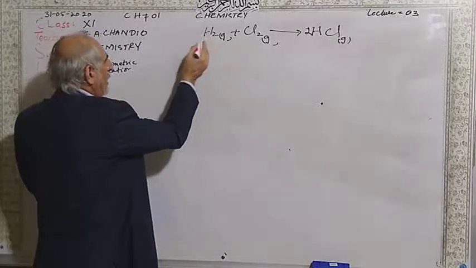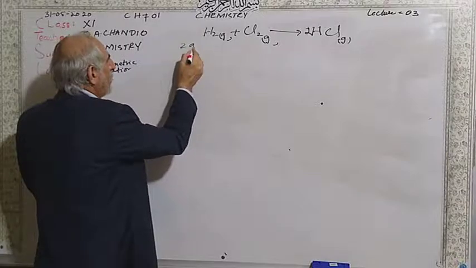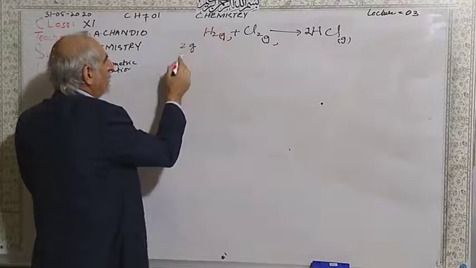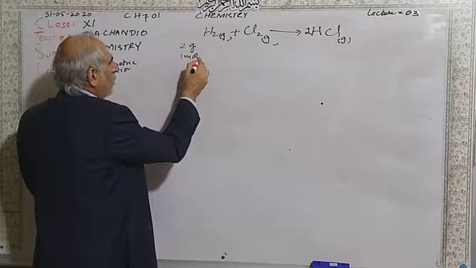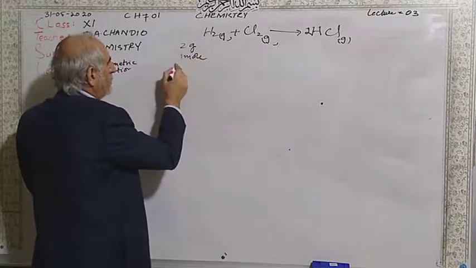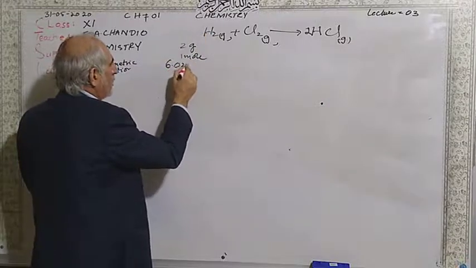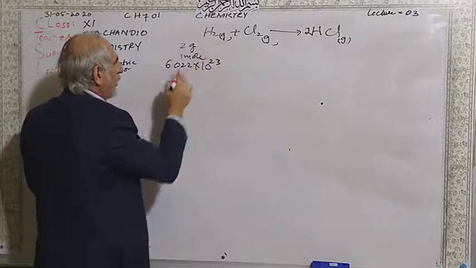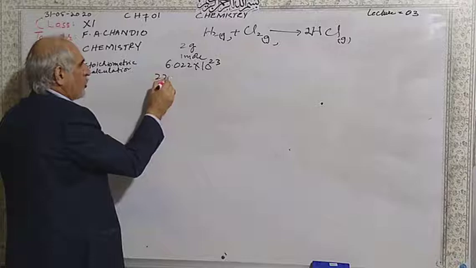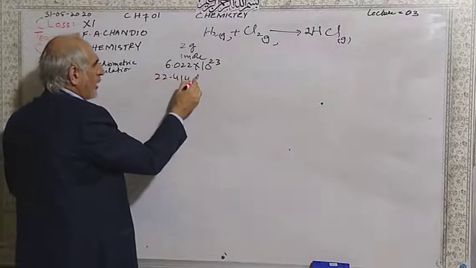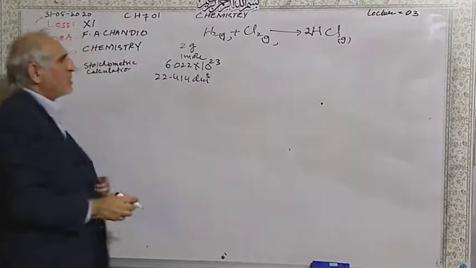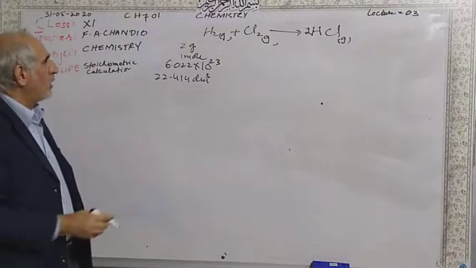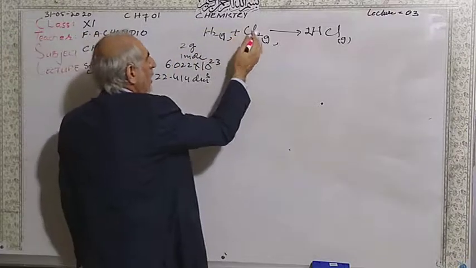In this equation, here 2 grams of hydrogen is 1 mole of hydrogen, which is 6.022 times 10 raised to power 23 molecules of hydrogen, and 22.414 decimeter cube is the molar volume. Same as we did before.